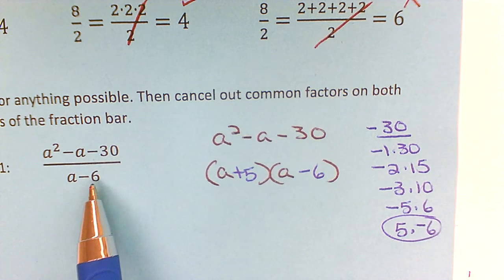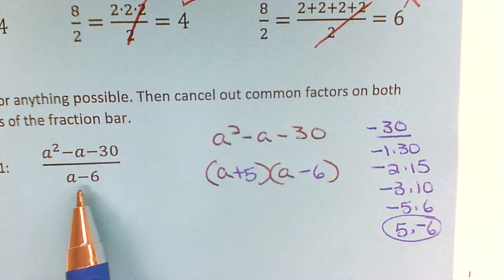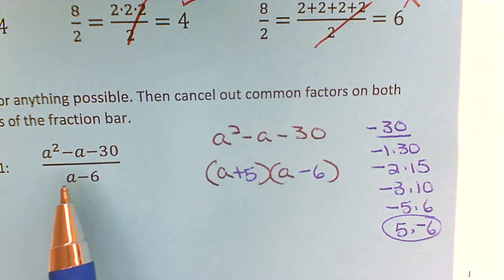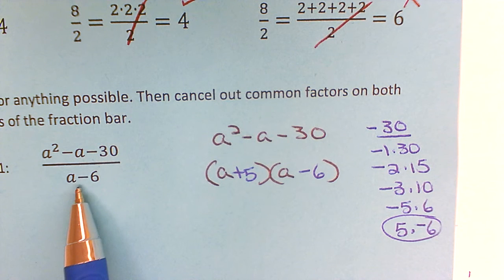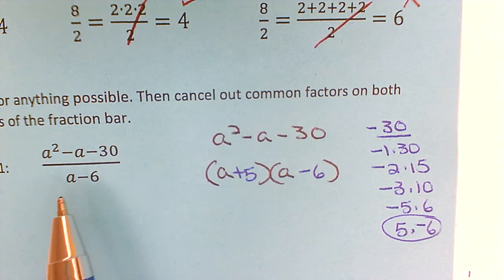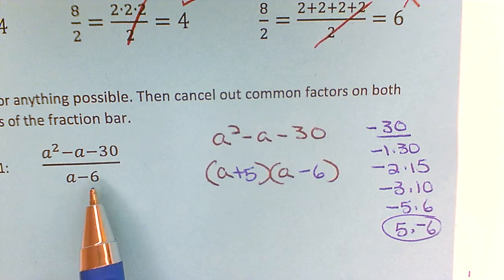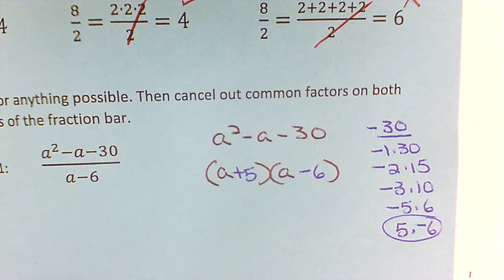Now when you look at the bottom, that one does not have to be factored because there are only 2 terms and there's a subtraction sign, but this is not a difference of squares because a is not a perfect square and 6 is not a perfect square, so I cannot factor it.